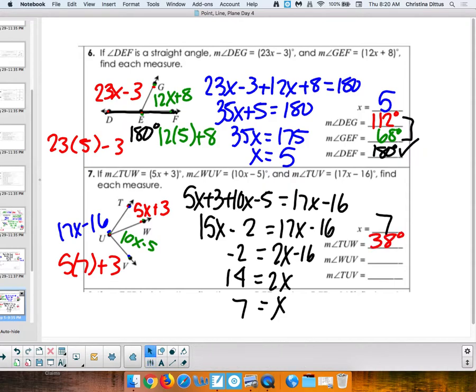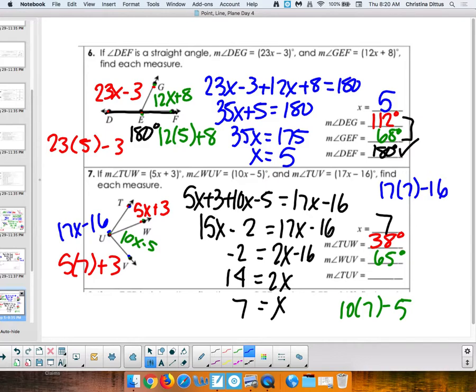What color is WUV? Green. 10 times 7 minus 5 is 65. And TUV is blue. 17 times 7 minus 16 gives me how much?